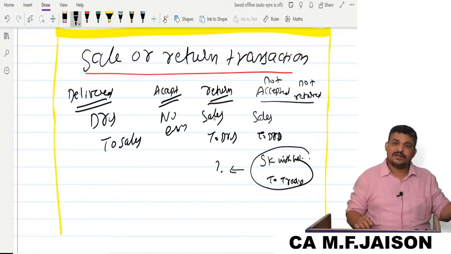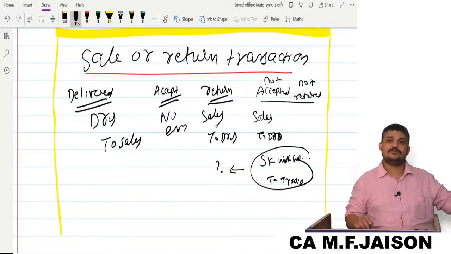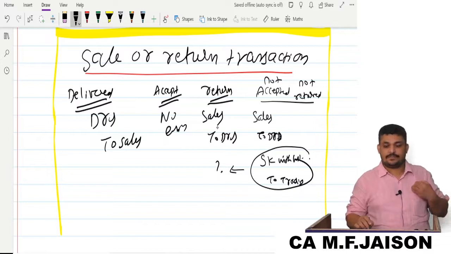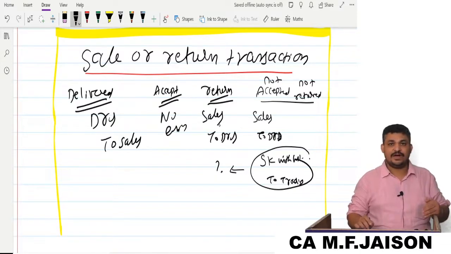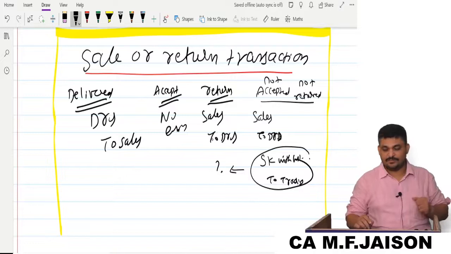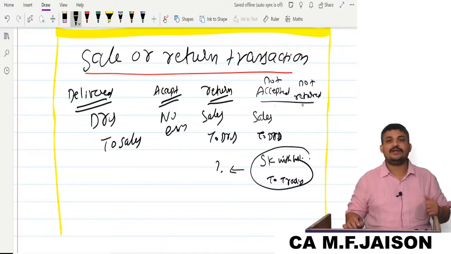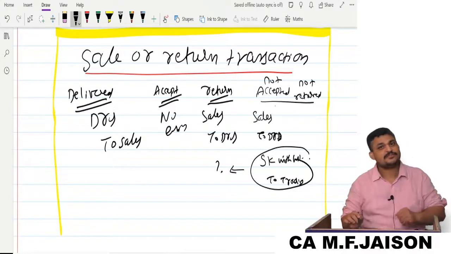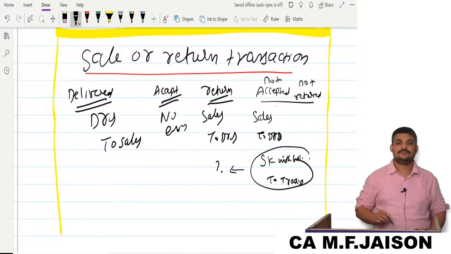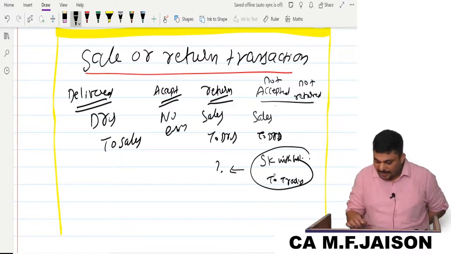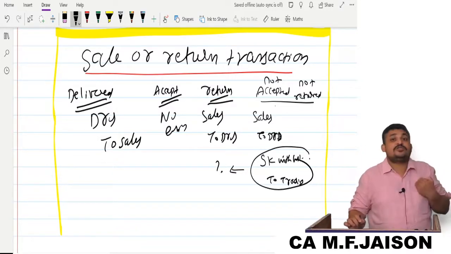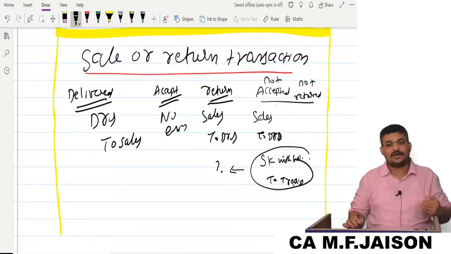See, when they have already returned, now whose goods are they? Customer goods or businessman goods? Goods are already returned. It is not accepted, not returned. Who is the owner? Businessman only. Correct. That particular goods are my own stock, so I should record that particular stock in my trading account. But why are you not making that entry here?